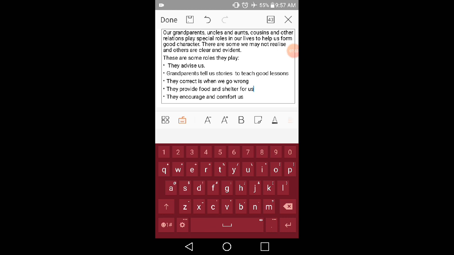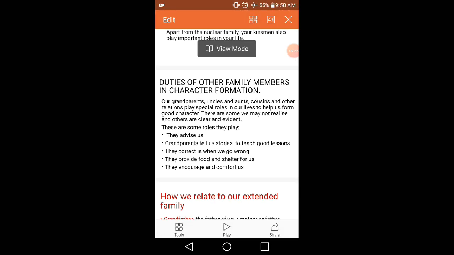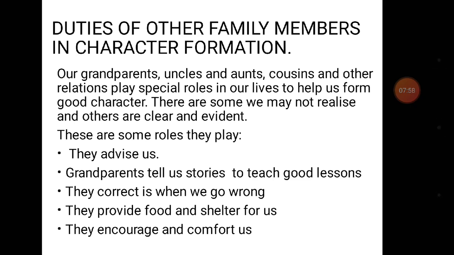They sometimes even help us with our homework. They teach us how to perform house chores. Sometimes they teach us how to cook, how to wash utensils. They teach us good manners and all that. Then they provide food and shelter for us. Some people live with their uncles and their aunties. Some people don't live with their parents. They live with their grandparents, their cousins. So in some cases, other family members provide food and shelter for us.